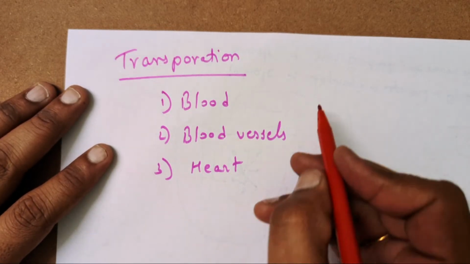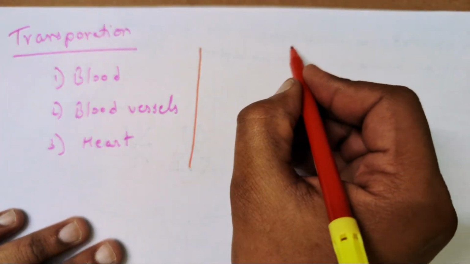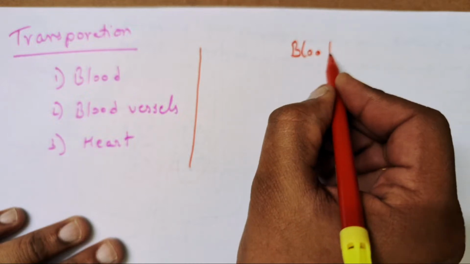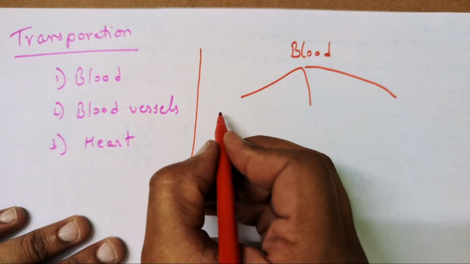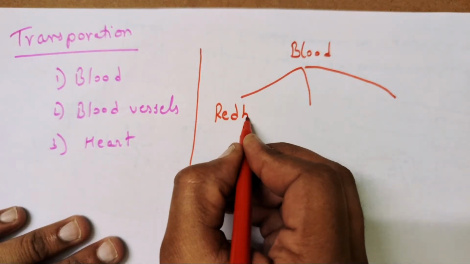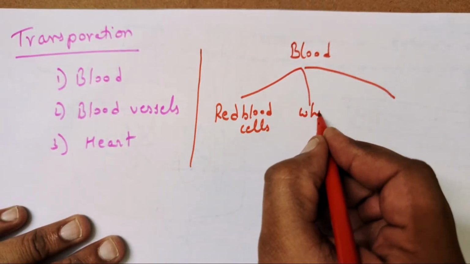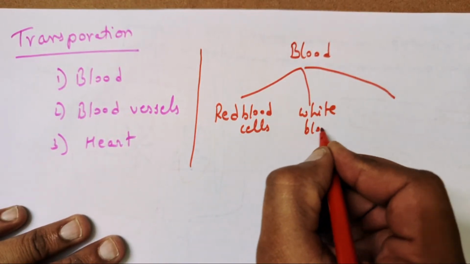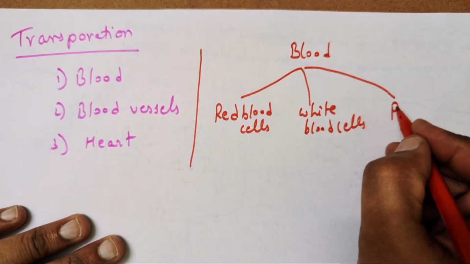So what does the blood have? It has, again, three types inside it, which are red blood cells, white blood cells, and platelets.